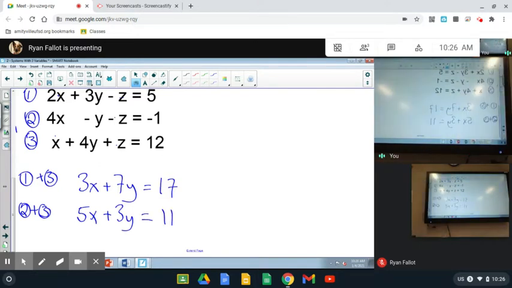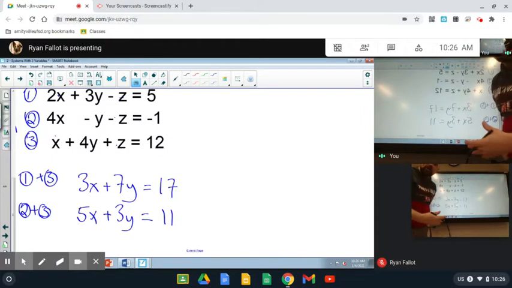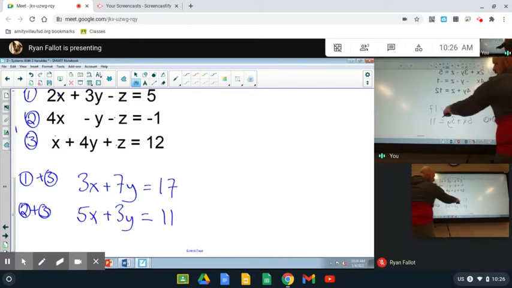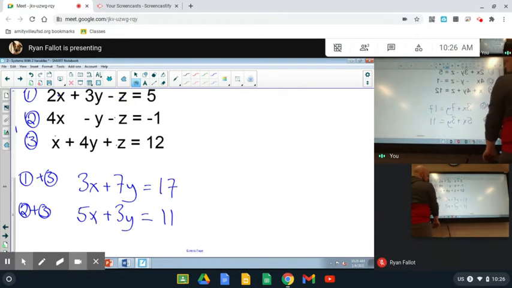So what we've done is we've turned it from a system of 3 equations and 3 variables into a system of 2 equations with 2 variables. Now it is just like the do now that we worked on, Mr. Fowler worked on a minute ago. So if we look at this, we have 3x plus 7y equals 17, 5x plus 3y is equal to 11.